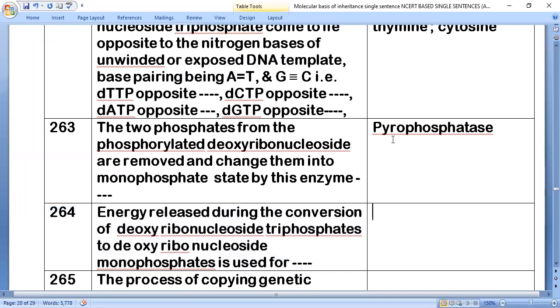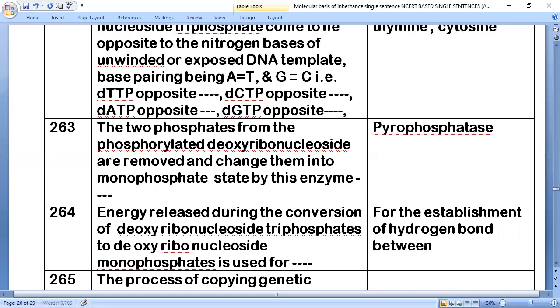Energy released during the conversion of deoxyribonucleoside triphosphate to deoxyribonucleoside monophosphate is used for the establishment of hydrogen bonds between free nucleosides.